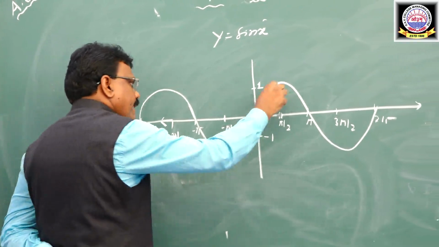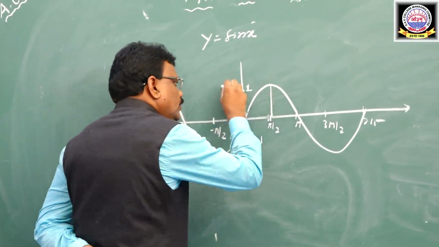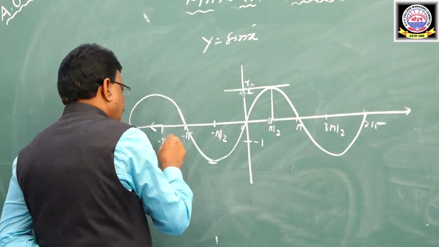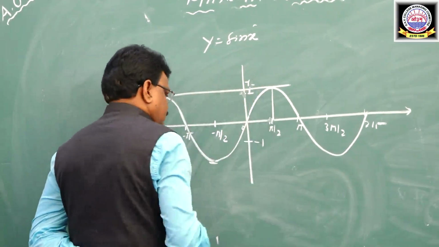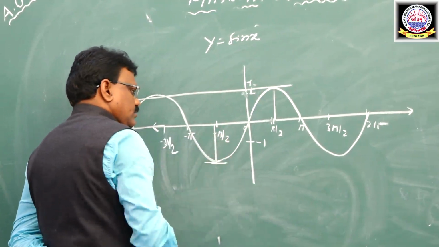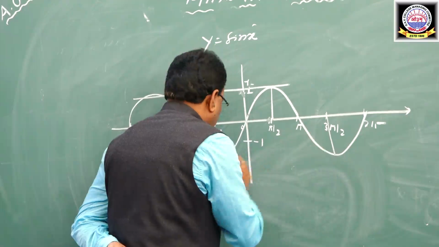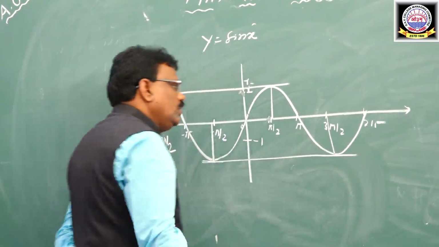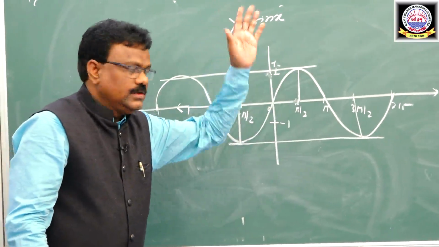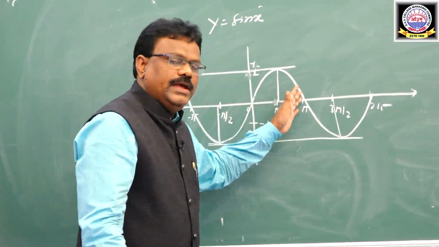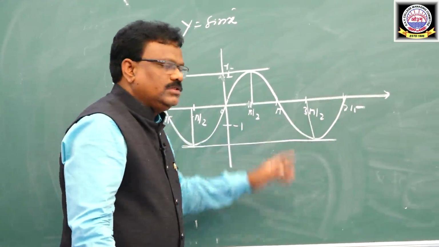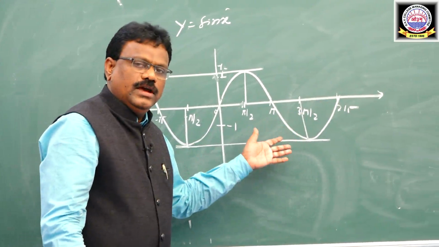So you see, at pi by 2 it has the maximum value, and at minus 3 pi by 2 it has the maximum value. At minus pi by 2 it has the minimum value, and at plus 3 pi by 2 it has the minimum value. The graph of sine goes on like this, so you will get an infinite number of local maxima and an infinite number of local minima.